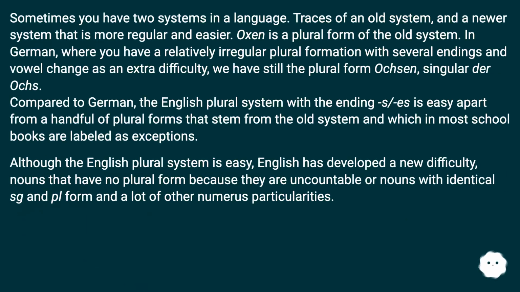Sometimes you have two systems in a language. Traces of an old system and a newer system that is more regular and easier. Oxen is a plural form of the old system. In German, where you have a relatively irregular plural formation with several endings and vowel change as an extra difficulty, we have still the plural form oxen, singular the ox. Compared to German, the English plural system with the ending s/es is easy apart from a handful of plural forms that stem from the old system and which in most school books are labeled as exceptions.